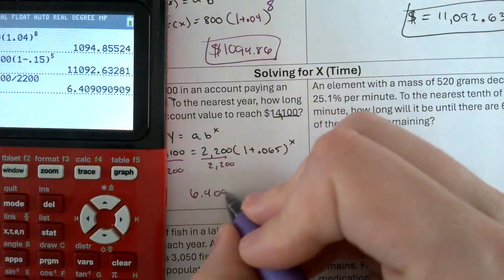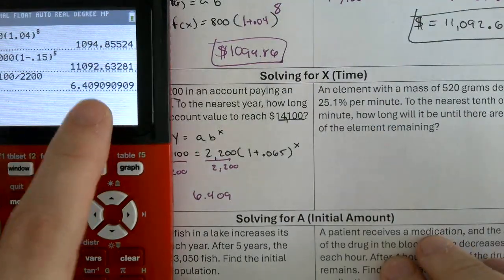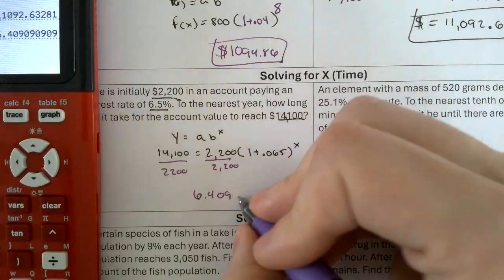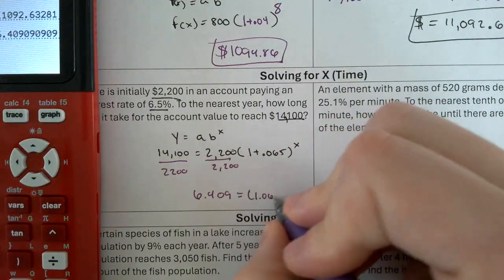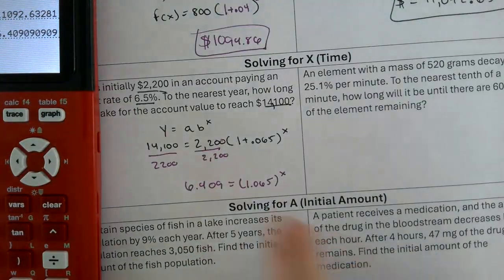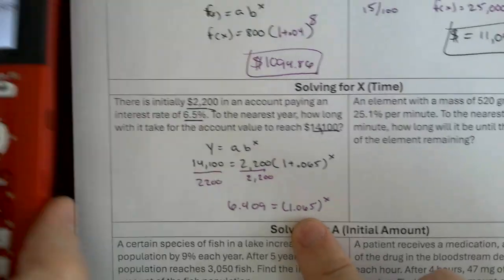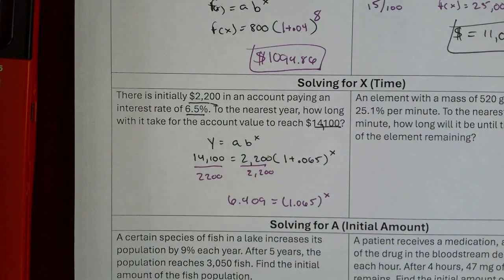6.409, and you do not want to round that number. You want to store that number in your calculator. Don't round it. It will equal 1.065 raised to the x. Now, you can't divide by 1.065. You just can't do it. You're not allowed to do that. It won't work out. It's just bad news, okay?